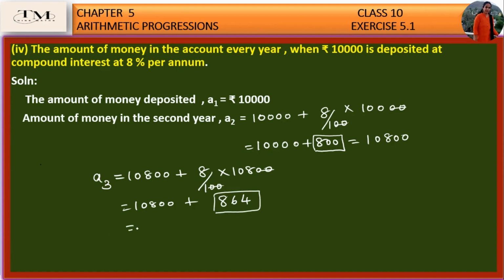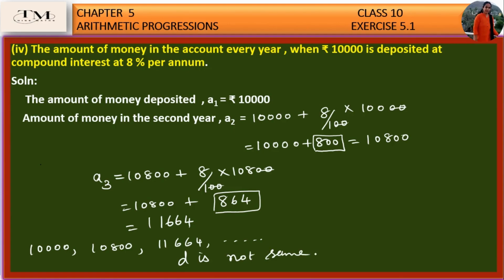So the difference is not the same. If you add, 8 plus 8, 16. Balance 1, 1, 1, 6, 4. So what happened? This difference is not the same for all A's. So then it is not an AP. So the series is 10,000, 10,800, 11,664. It goes on like this. Here D is not the same.